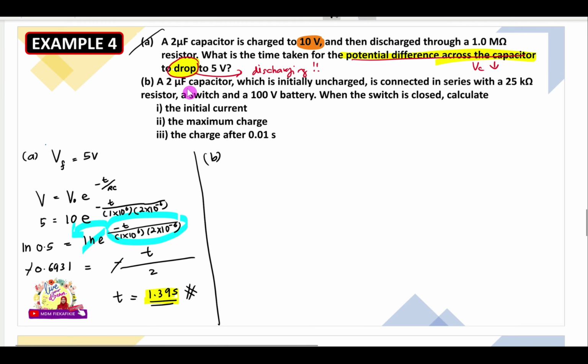A 2 microfarad capacitor, which is initially uncharged. Okay, kita ada capacitor. Uncharged capacitor is connected in series with a 25 kilo ohm resistor, a switch and a 10 volt battery. When the switch is closed, calculate the initial current. Okay, so initial current.